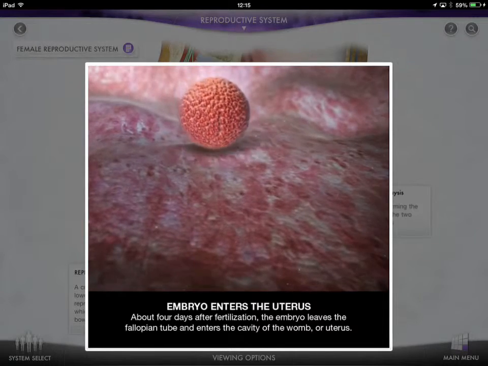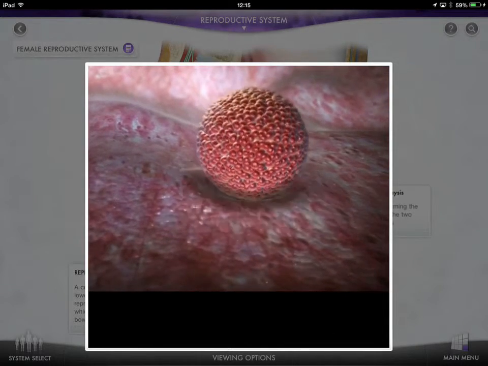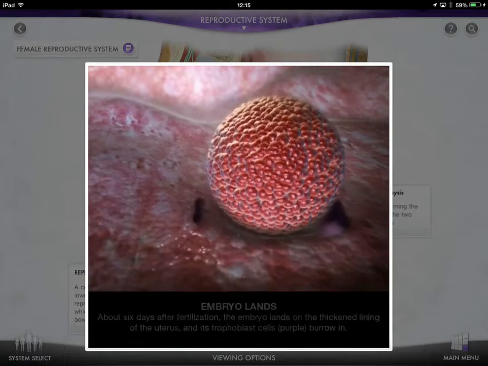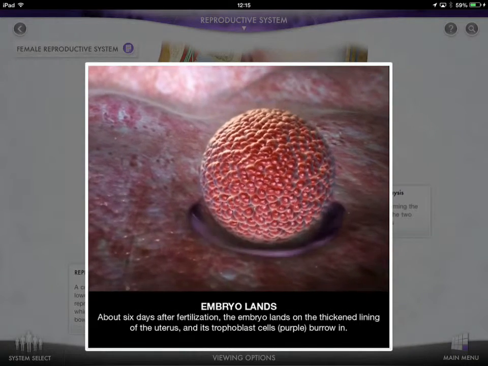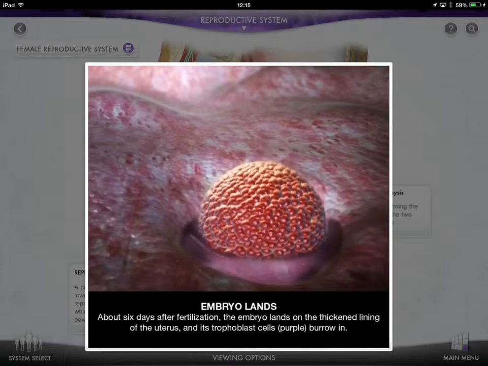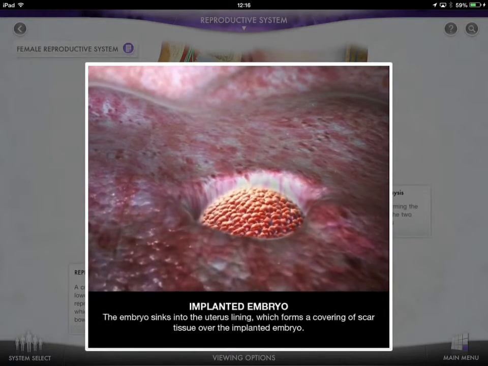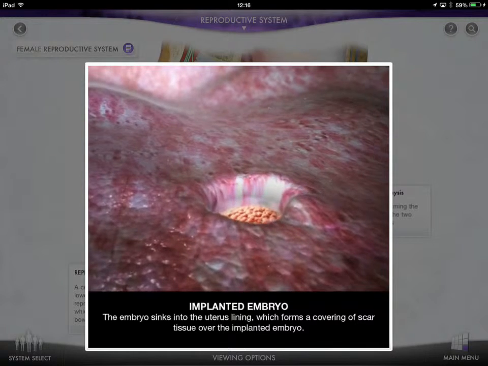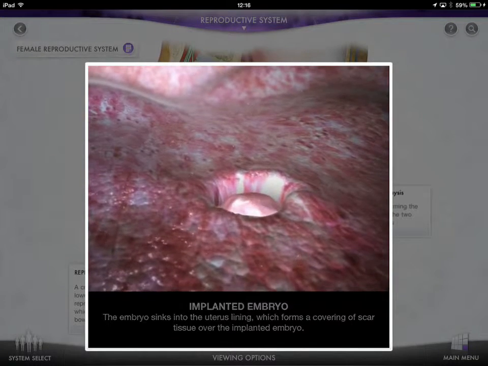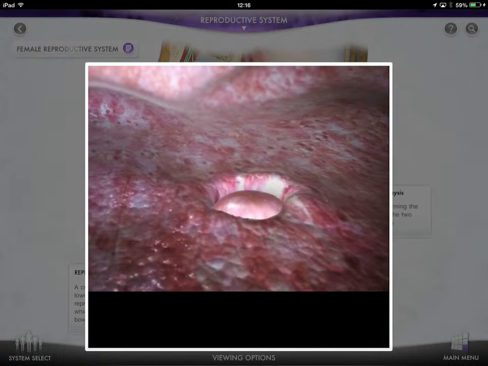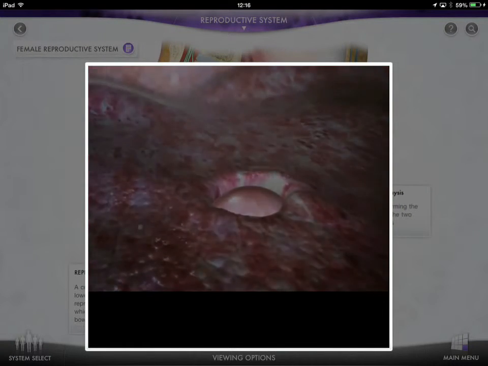So we've now got a ball of cells which makes its way down the fallopian tube into the uterus, and this is the uterine wall, which has been increased in thickness and size due to hormones, ready for this to happen. It releases enzymes which allow it to burrow into the uterine wall, and we now have a zygote which is turning into an embryo, which is now going to start growing and growing and growing.